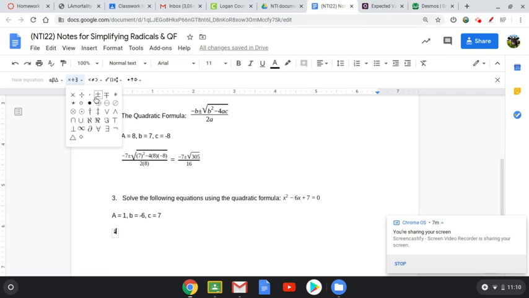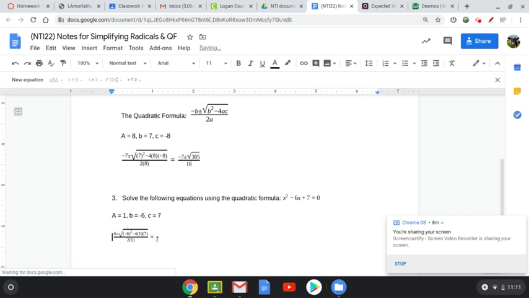Plus or minus the square root of B squared. And watch how I write this. I'm putting negative 6 in parentheses. So negative 6 squared minus 4 times A times C all over 2 times A, so 2 times 1. Well, what are some things that I can simplify here? Well, I can't do anything with the 6 on top yet, so I'm just going to have to leave it there. But what I can do is on the bottom, I know that 2 times 1 is just 2. Okay? So on top, I have a 6 plus or minus.